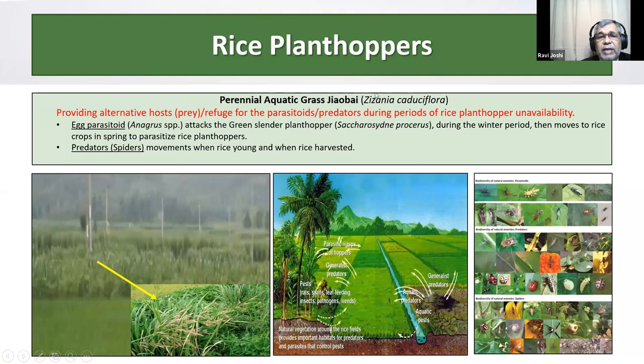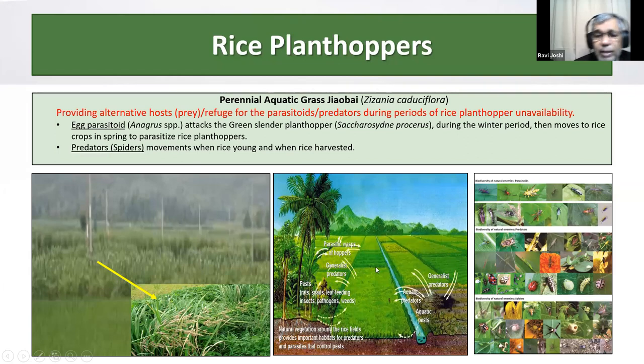This is a perennial grass that I was telling you about, the zizenia, which is usually growing along the rice fields, not only in China but also in other countries. They provide an important alternate host for the parasites and predators during the periods when the rice planthoppers are still not available. I talked about the egg parasitoid, which is a very important parasite, and also about which is usually present, which is a major parasite of planthoppers, but it also attacks other kinds of planthoppers that are found in this grass. So when the brown planthopper comes in, they move to this.